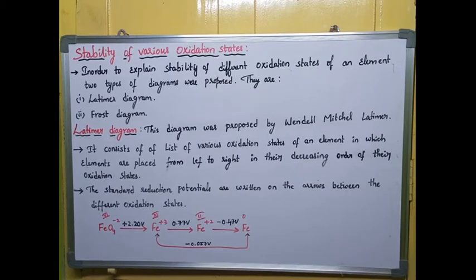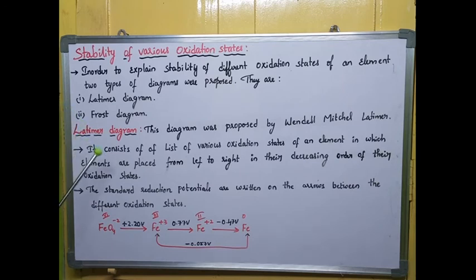Hello students, today I'll explain the topic stability of various oxidation states. We know oxidation states of D block elements already. D block elements exhibit different oxidation states, that is a variation in the oxidation states. The stability of those oxidation states is explained through various diagrams. One is the Latimer diagram, another one is the Frost diagram.